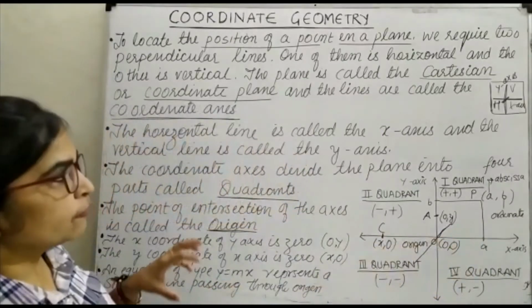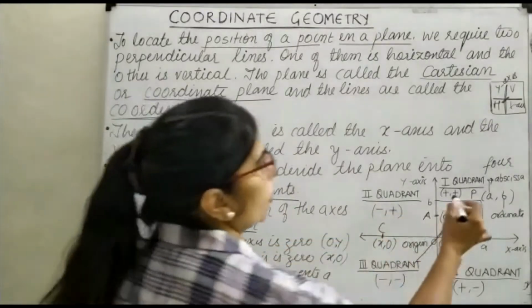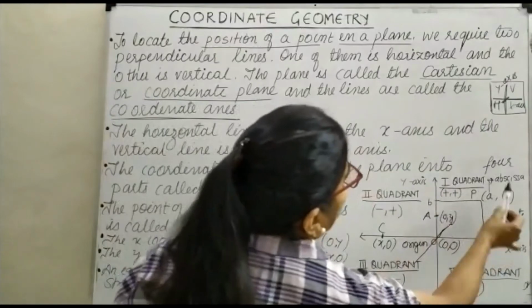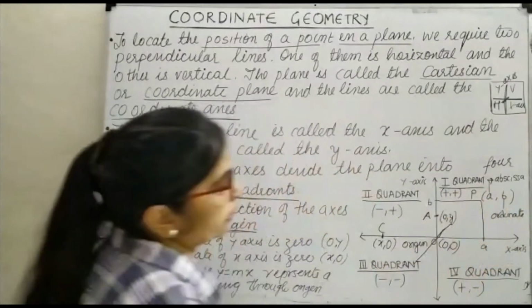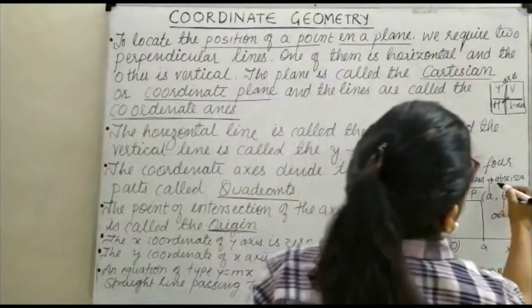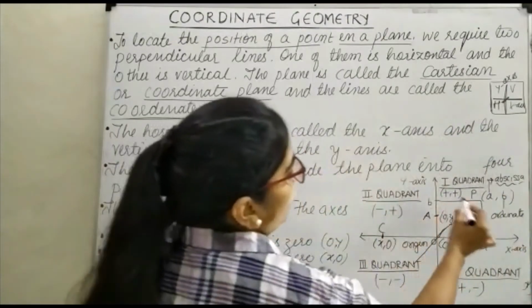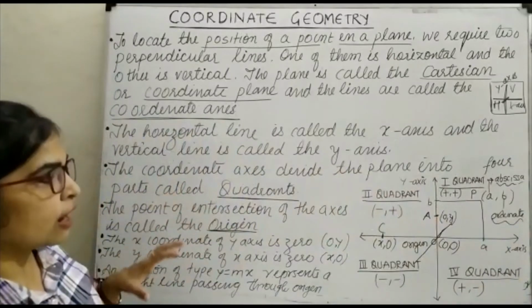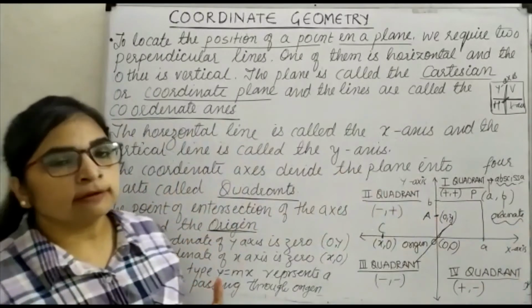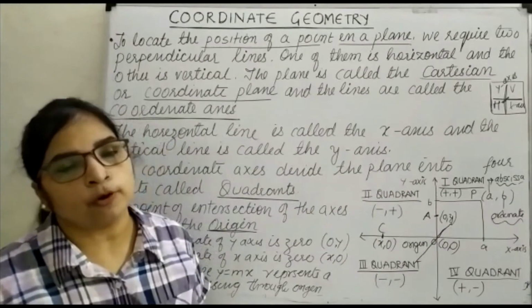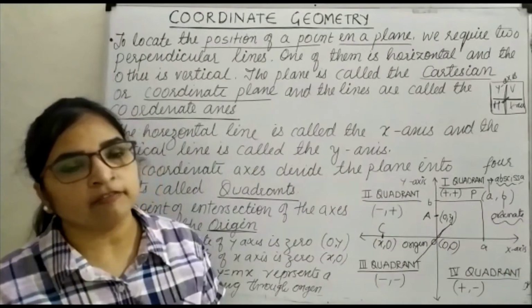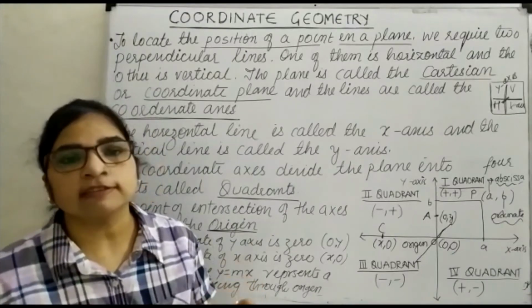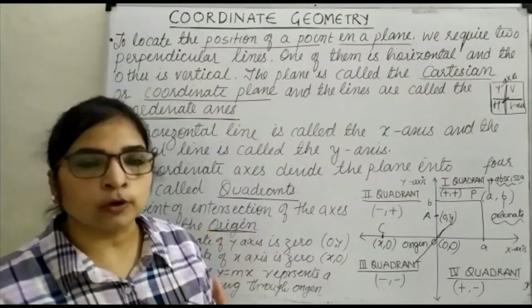Now just see, we have a point P in the first quadrant, with A and B. A is the x coordinate; the x coordinate is also known as the abscissa, and the y coordinate is known as the ordinate. So this is how we locate the position of any point in the Cartesian plane by using two mutually perpendicular lines. At the point of intersection, the point is known as the origin.